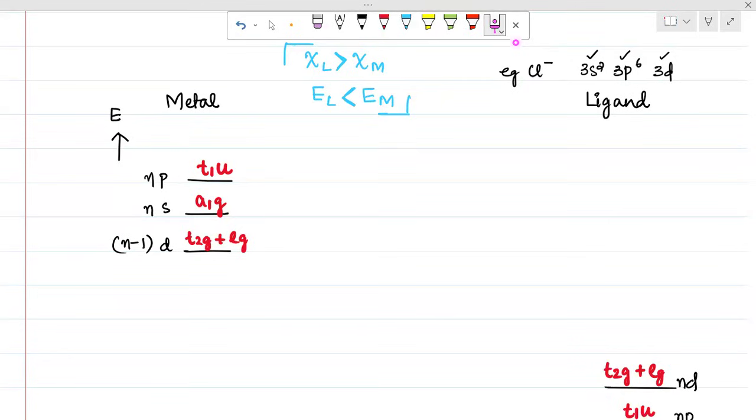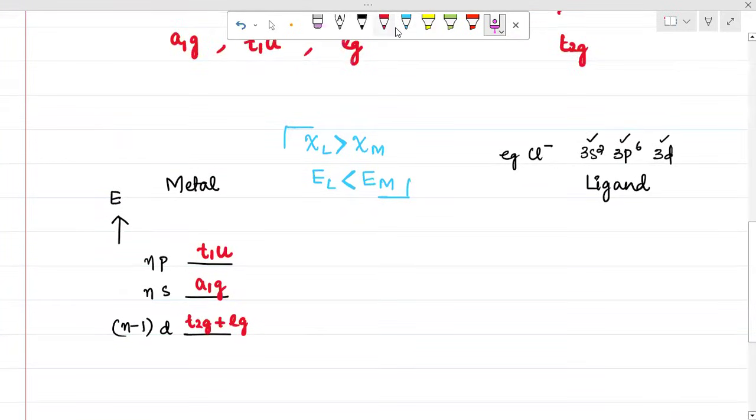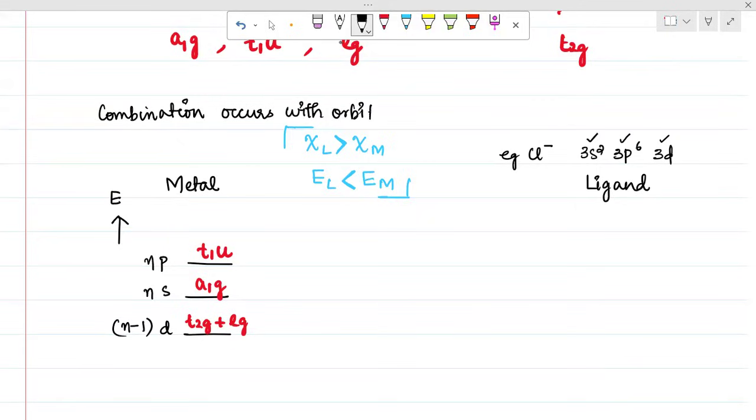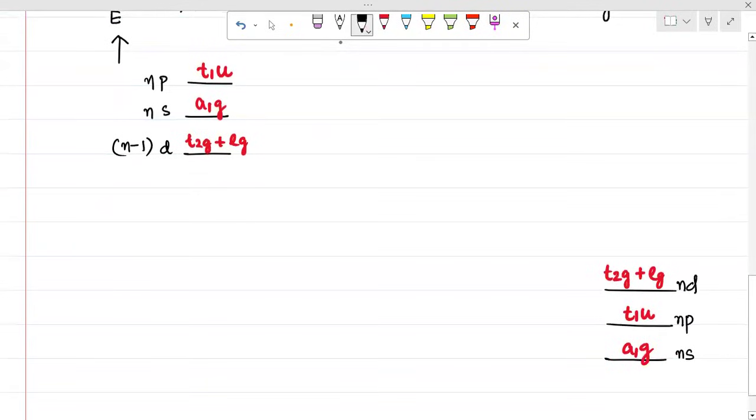Now we are going to mix them. Mixing is very easy. You have to mix them according to the symmetry. Combination occurs with orbitals with same symmetry. Same symmetry, which means A1g will mix with A1g. T2g will mix with T2g, like that. That's all. Okay, so let's start.